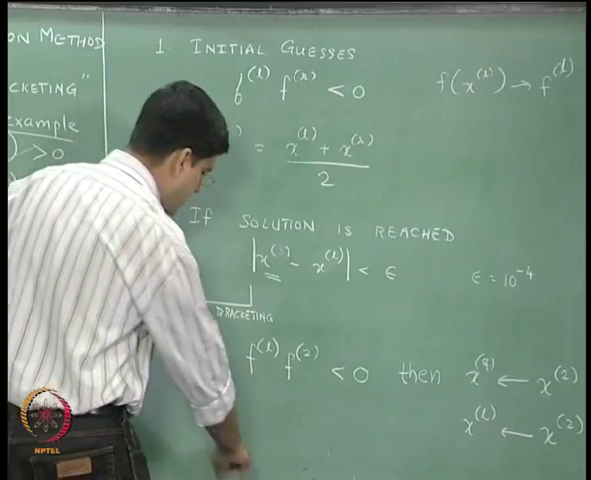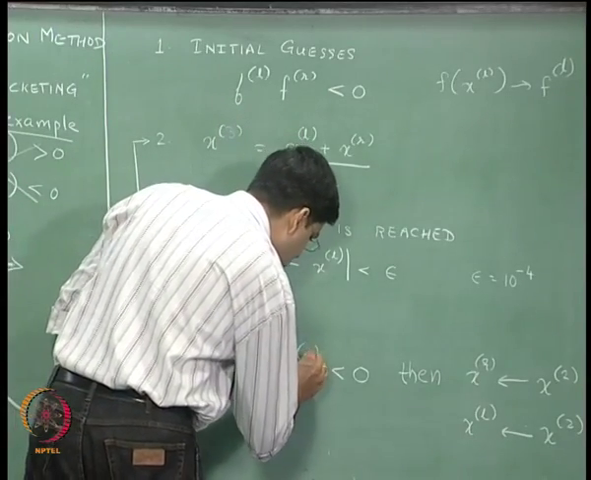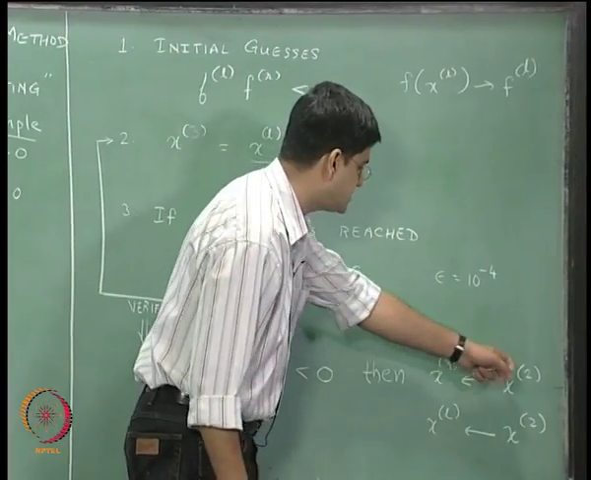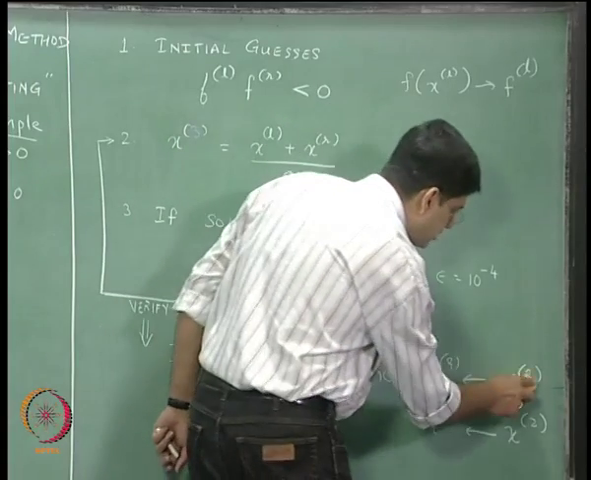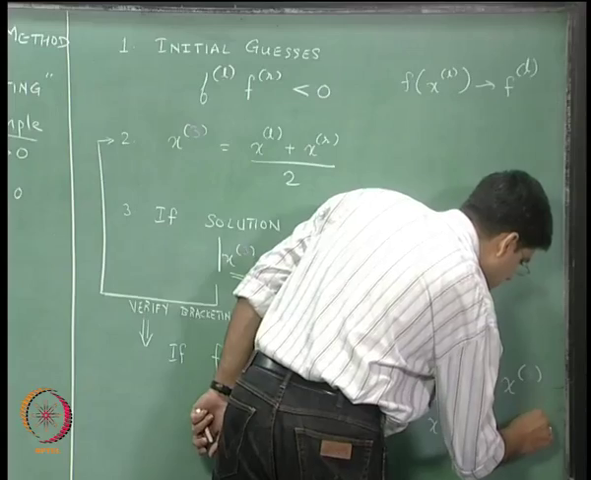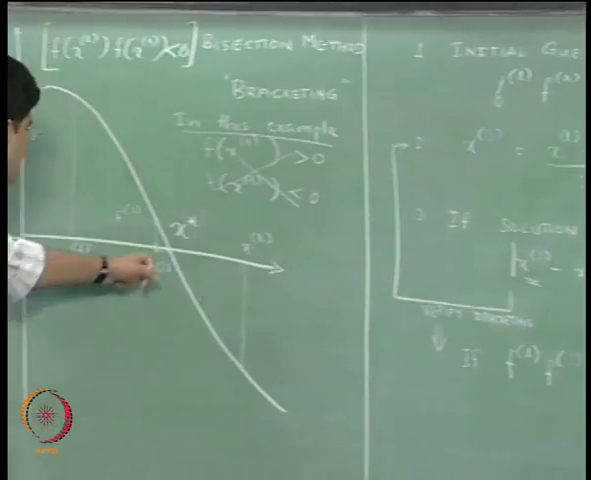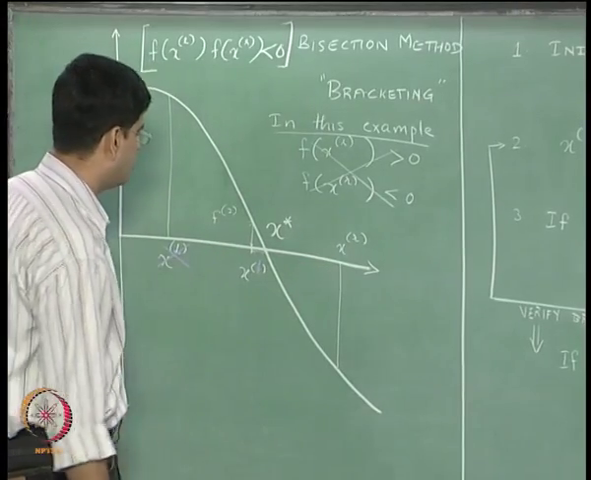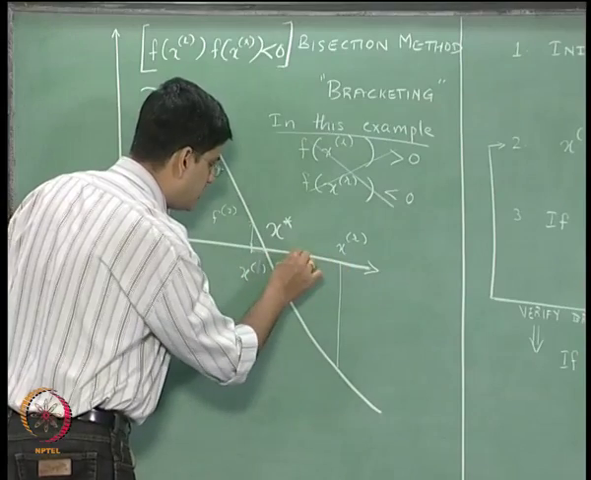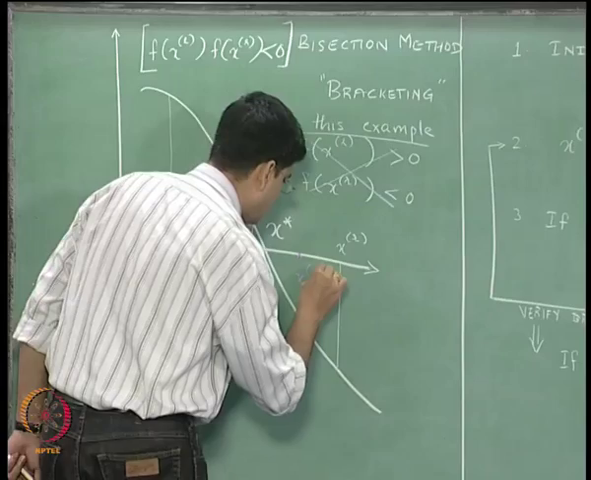If not, we will multiply fl with f3, verify if it is less than 0. If it is less than 0, then xr will be replaced by x3. If it is not less than 0, then xl will be replaced by x3. Okay. So let us again go back to this particular figure and see what we get. So the midpoint for this particular chord is over here, and this is our x3.